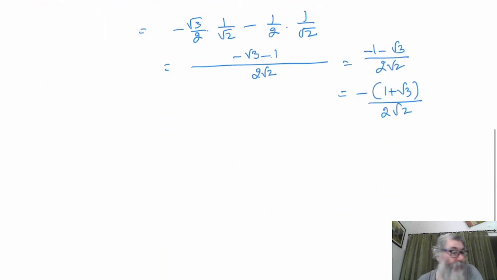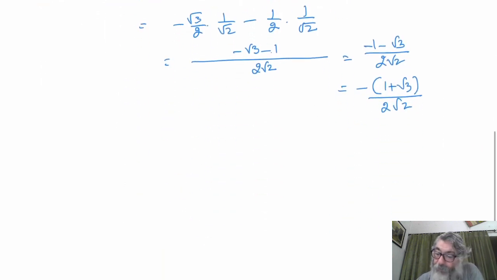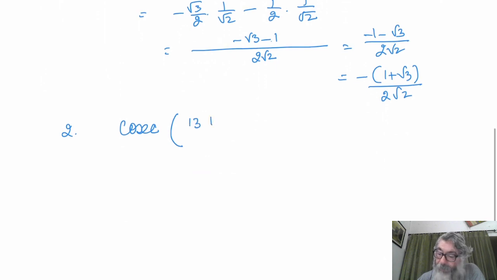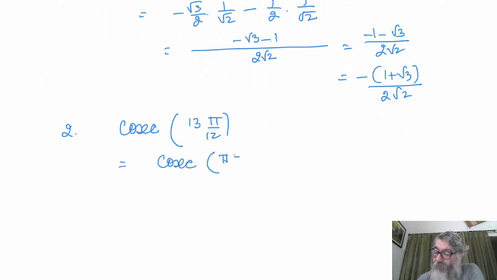Now let us see the next question: find the value of cosec 13 pi by 12. We can write this as cosec pi plus pi upon 12, because when you add pi plus pi upon 12, 12 will be the LCM, 12 pi plus pi will become 13 pi. So 13 pi by 12 can be broken as pi plus pi upon 12.